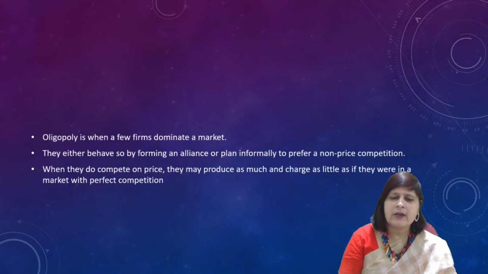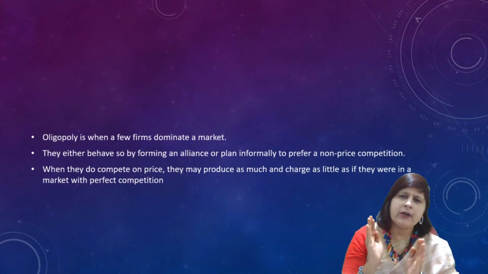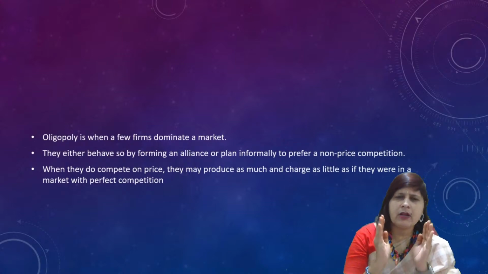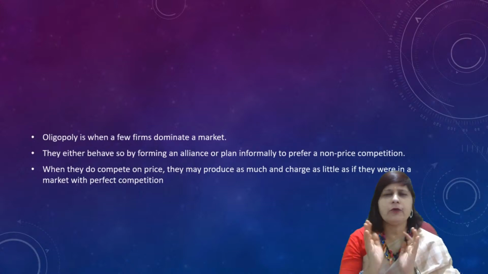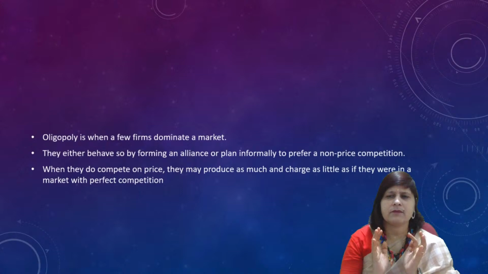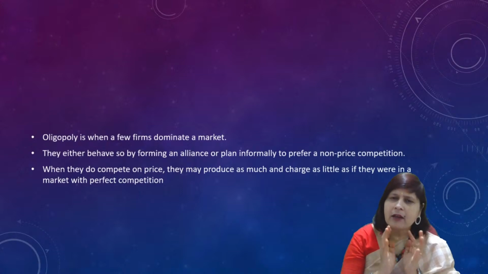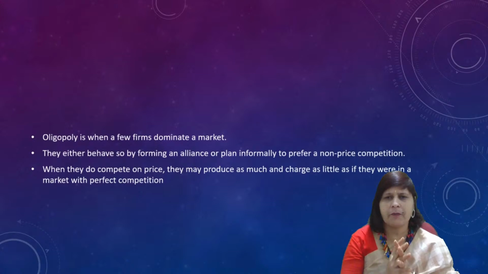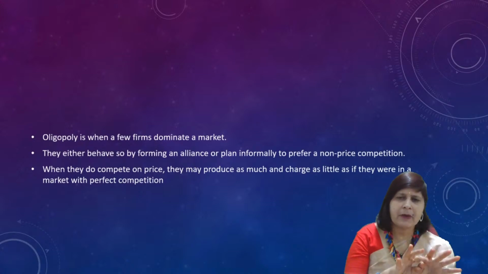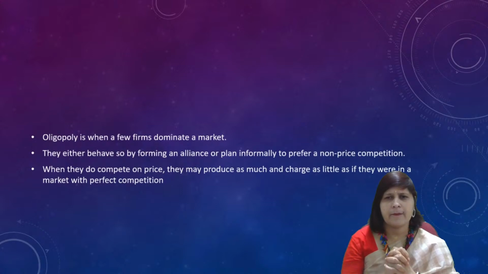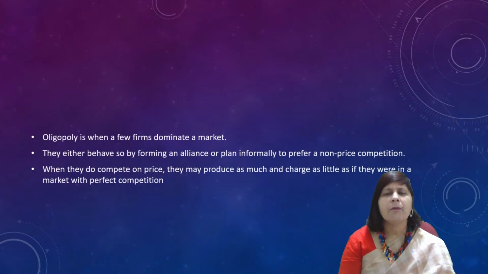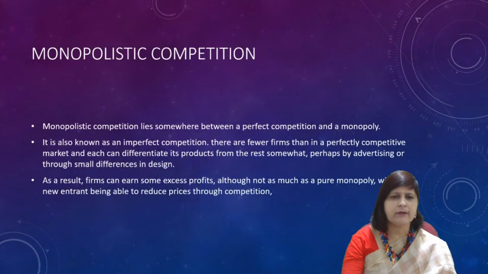Right? Oligopoly market is when a few firms dominate the market. There are very few options available, and they don't compete on prices. They plan informally to prefer non-price competition. The cost of Pepsi and Coca-Cola is almost similar. There is hardly any difference. When they do compete on price, they may produce as much and charge as little as if they were in a perfectly competitive market, right?